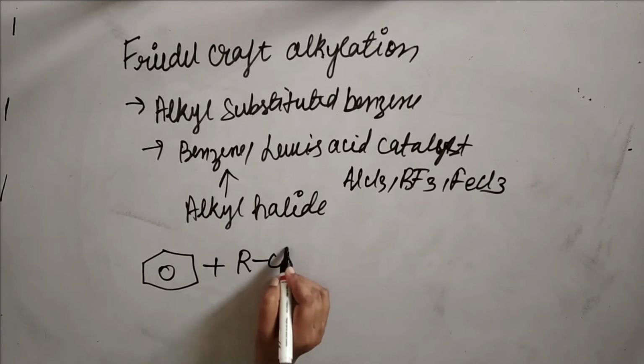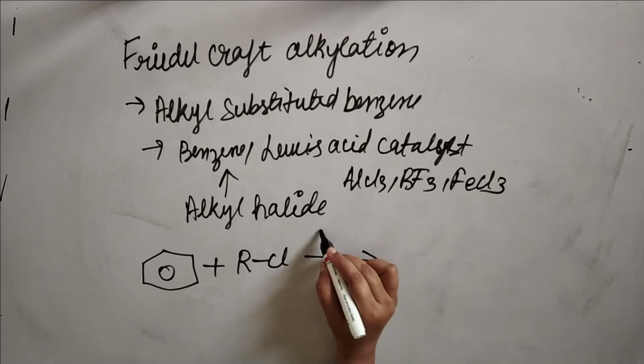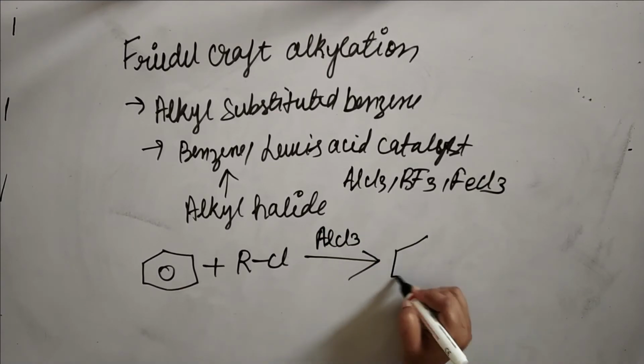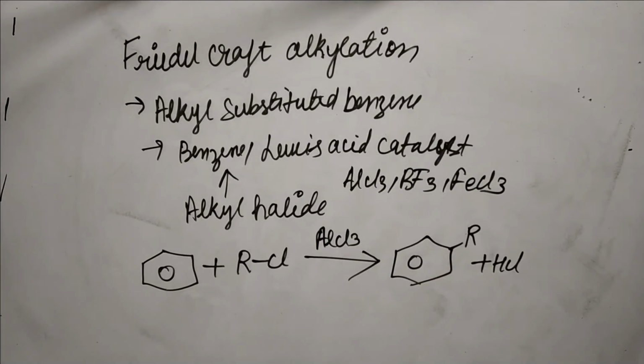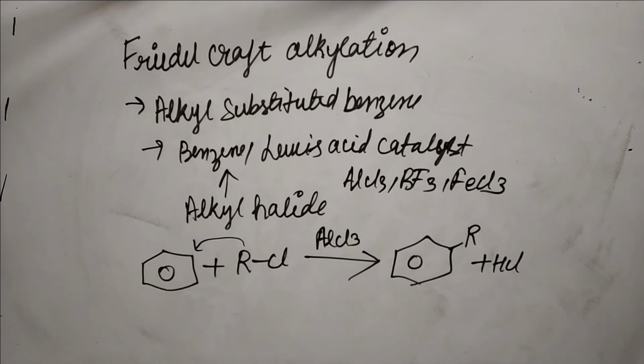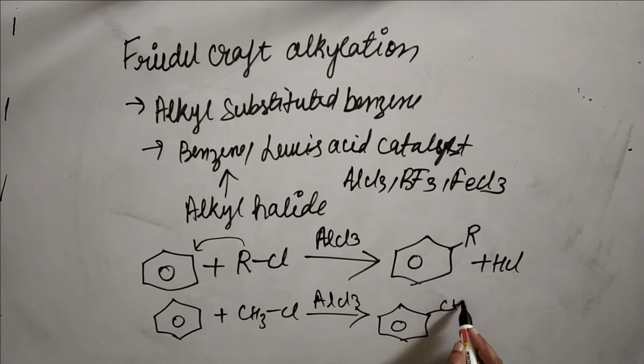It reacts with RCl, that is alkyl halide, in the presence of a Lewis acid catalyst. Let's take an example of AlCl3. So this is the reaction where the alkyl group will be substituted on the benzene ring. Another example: this is a benzene ring. It reacts with methyl chloride in the presence of AlCl3. So here the methyl group is substituted and one HCl molecule is liberated.